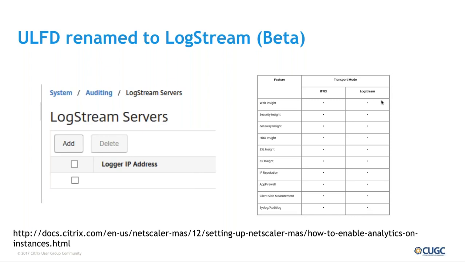Well, now when you're actually configuring your AppFlow settings, you can choose to use Logstream. Logstream is a little bit more scalable. It's a little bit more robust from what I've been reading and from some of the features that are actually using this now. It is not going to replace IPFIX or AppFlow as that particular transport mechanism.